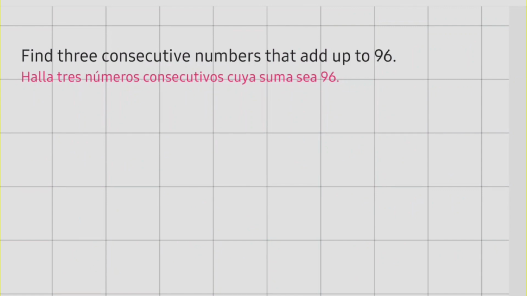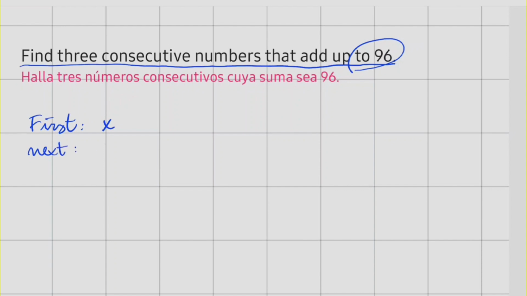The next one is so similar to the previous one. It's just the same. They only change the total that we are given. So in the previous one it was 30, now it's 96. But it's exactly the same problem. So we need to find 3 consecutive numbers that add up to 96. Now, as we did before, the first one would be x, the next would be x plus 1, and the next would be x plus 2.